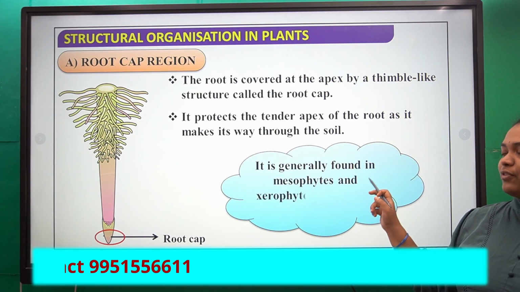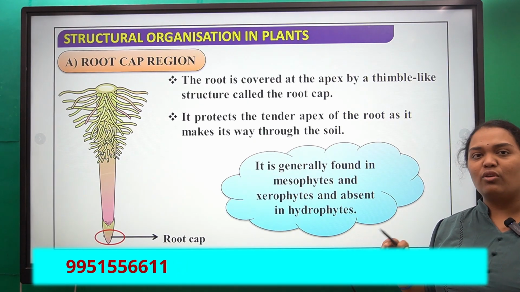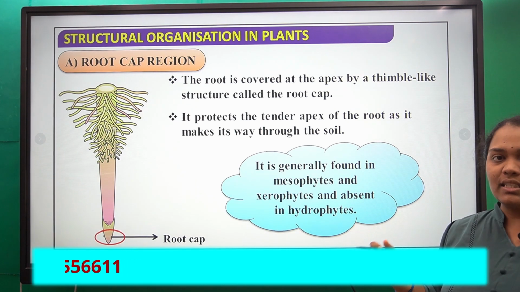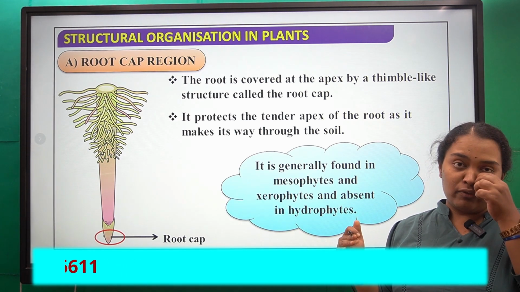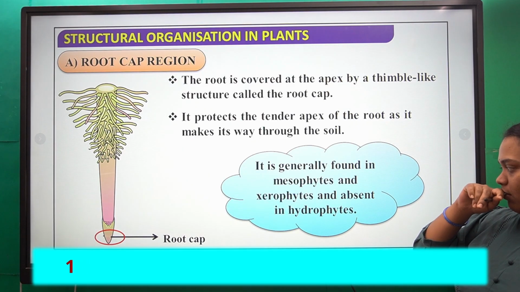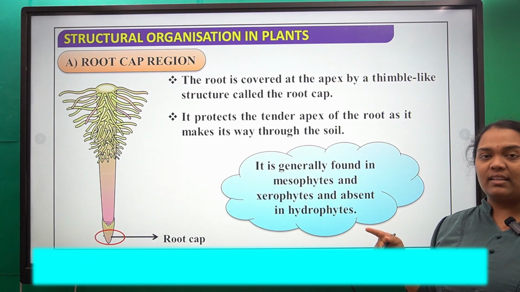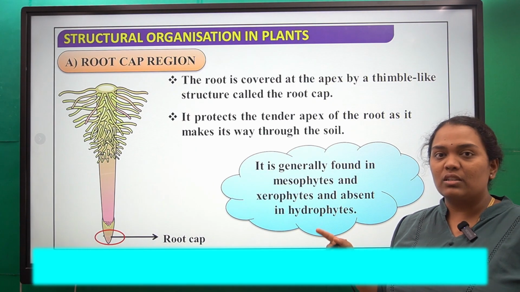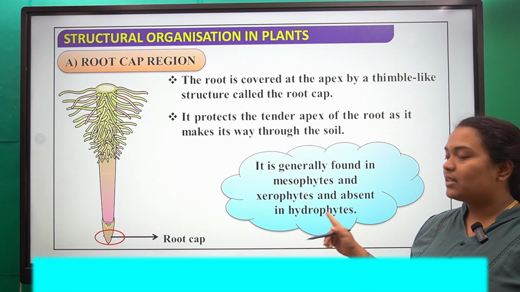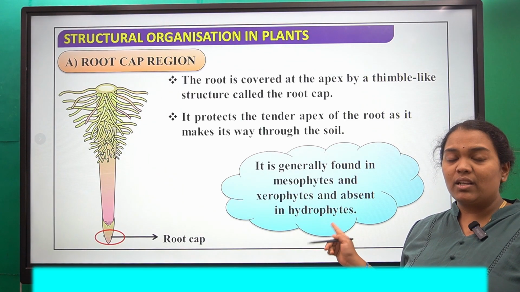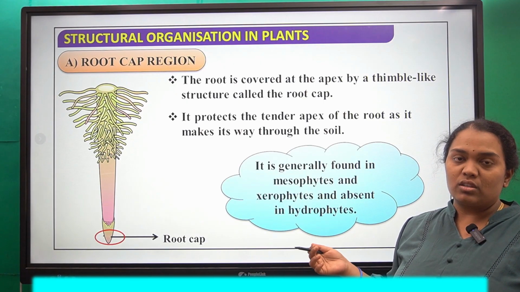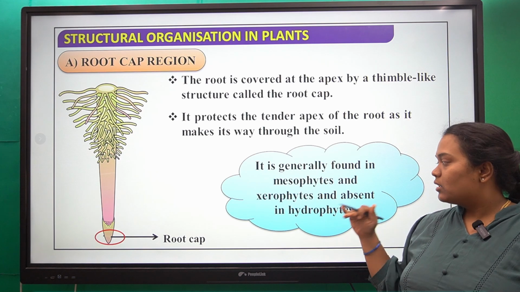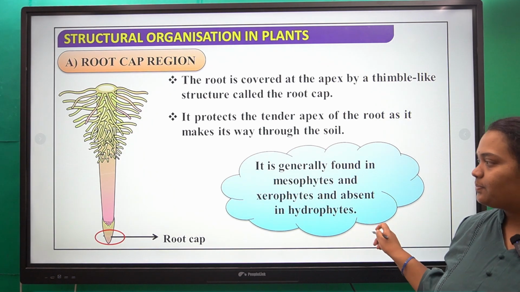And it is generally found in mesophytes and xerophytes. Mesophytes and xerophytes mean what? Mesophytes are the plants which have the ability to live in a medium or middle type of temperature and water availability. Whereas xerophytes are the plants which live in scanty water availability, where less water is available in that region, and it is absent in the hydrophytes. Hydrophytes means what? They have more than the required amount of water. The plants are growing directly in the water. So this type of plants are called hydrophytes.